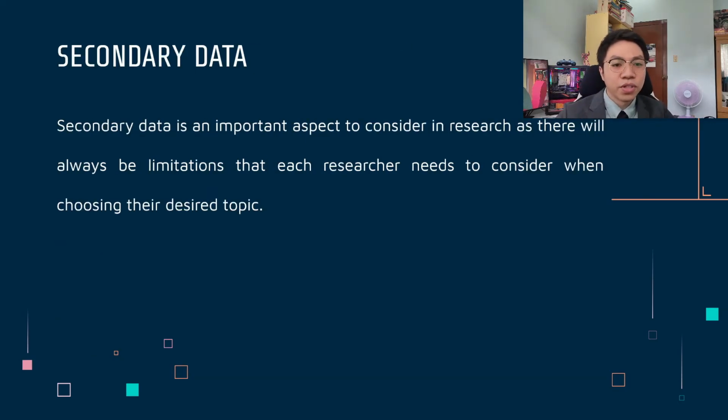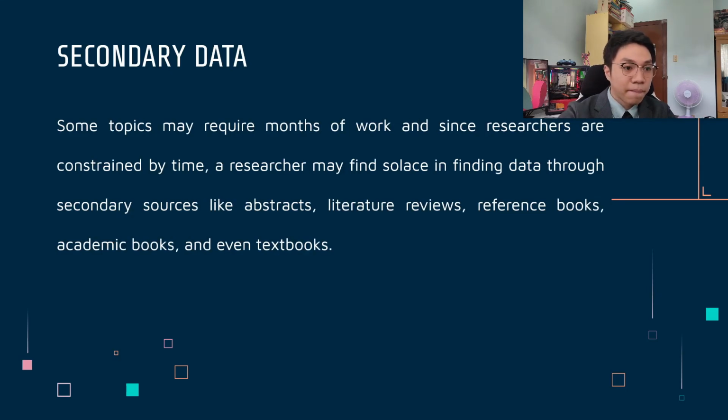Now we move on to discussing further about secondary data. Secondary data is an important aspect to consider in research, as there will always be limitations that each researcher needs to consider when choosing their desired topic. So, some topics may require months of work, and since researchers are constrained by time, a researcher may find solace in finding data through secondary sources like abstracts, literature reviews, reference books, academic books, even textbooks.